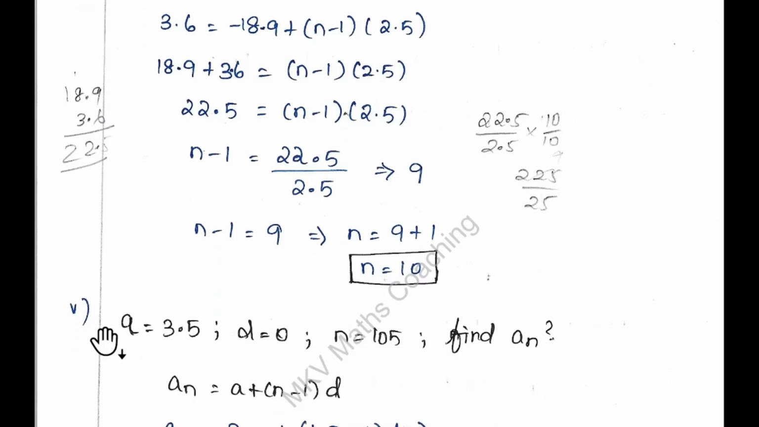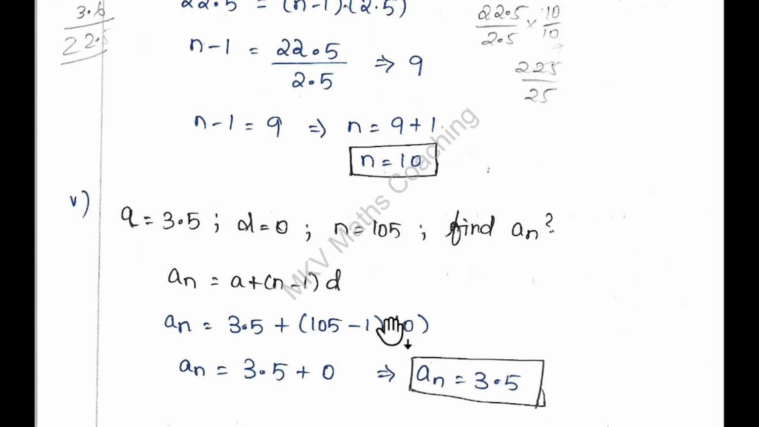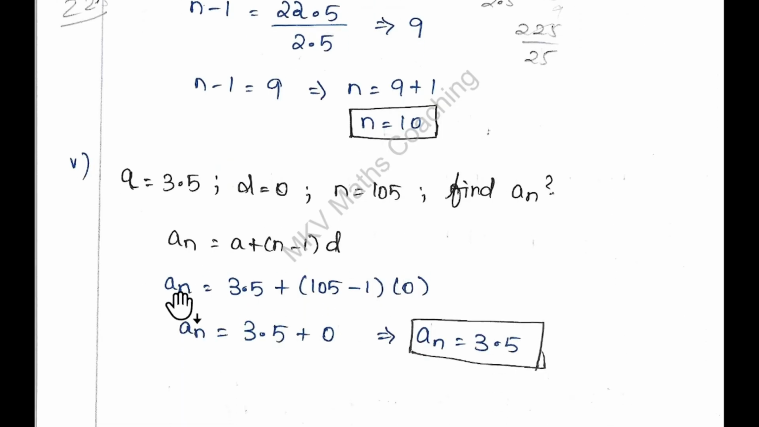For the fifth question, a is 3.5, d is 0, n is 105 is given. Find an. So just substitute the values. an we have to find out, so keep the an as it is, and instead of n, you have to substitute this 105. So a105 is equal to a is 3.5 plus (105 minus 1) into 0. So you'll be getting a105 as 3.5.